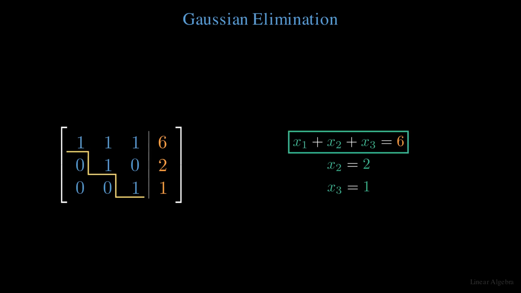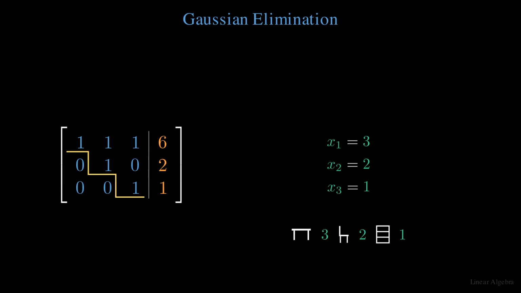The first one still mixes the 3 unknowns, but we already know 2 of them. Substitute: x1 + 2 + 1 = 6. So x1 equals 3. 3 tables, 2 chairs, 1 bookshelf, the workshop's production plan, solved. And notice how we got there. Not by clever guessing, but by an algorithm, a recipe a computer can follow, for 3 unknowns, or for 1,000.